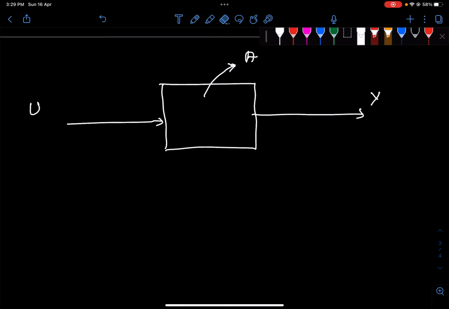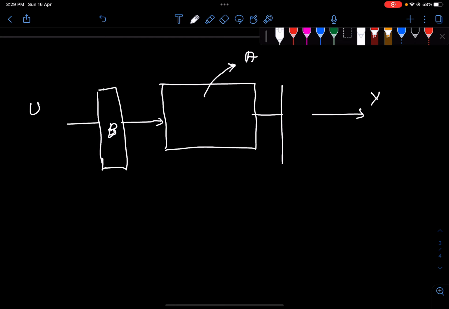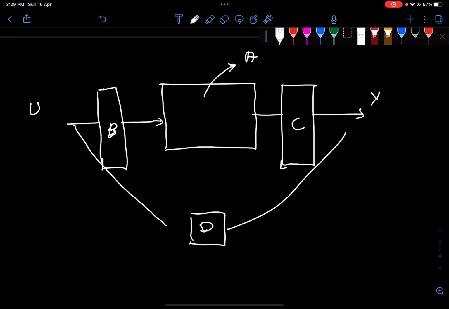Before giving the input to the system, we have a matrix called the B matrix, which processes it. The input is given to the system after processing through the input matrix, and the output is similar. There is a matrix associated with the output, that is C, and the input and output are linked by the D matrix, that is a feedback from output to input. Hope you understand this. It's a very easy thing.